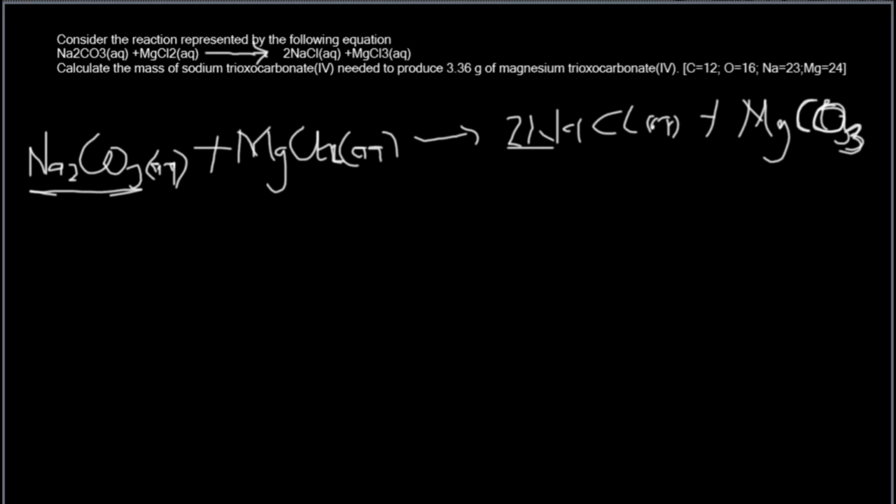So how many of this will be needed to produce that? The question gave us 3.36 grams of magnesium trioxocarbonate(IV). Okay, so let's see something. If you get this reaction, you consider the moles carried by the compound in the reaction.